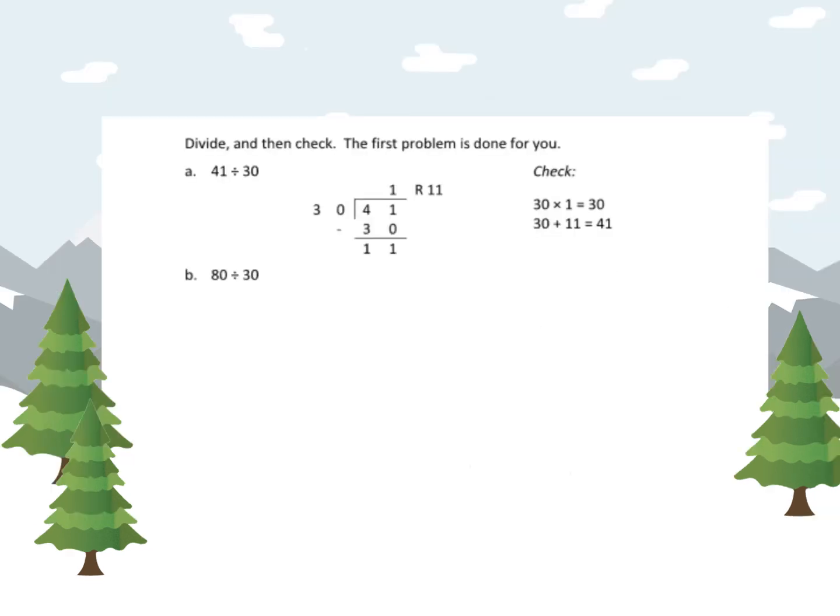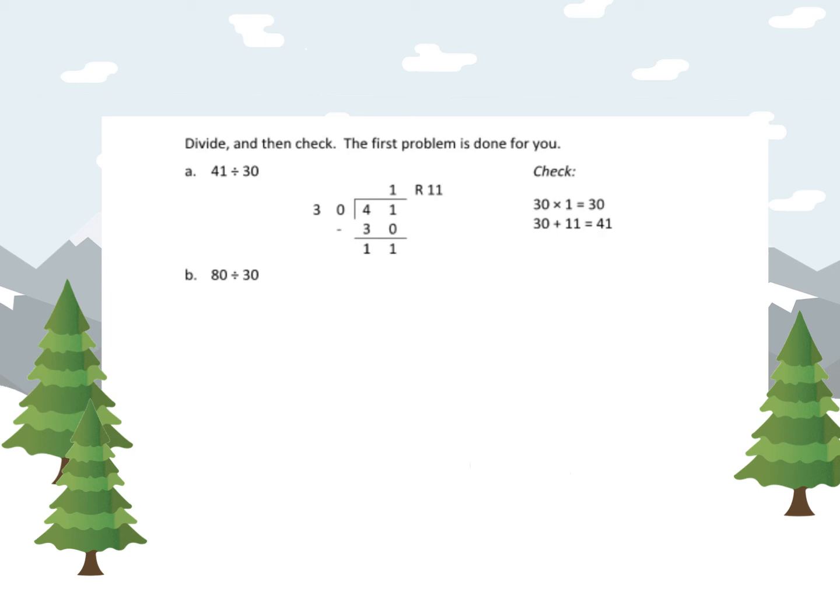In this example, we're going to divide and then check our work. The first problem was done for us: 41 divided by 30. We use the standard way of putting 41 divided by 30. How many times did it go in? 1 time. Brought the 30 down, subtracted that, and we had a remainder of 11. The student checked their work by saying 30 times 1 equals 30, 30 plus 11 equals 41.